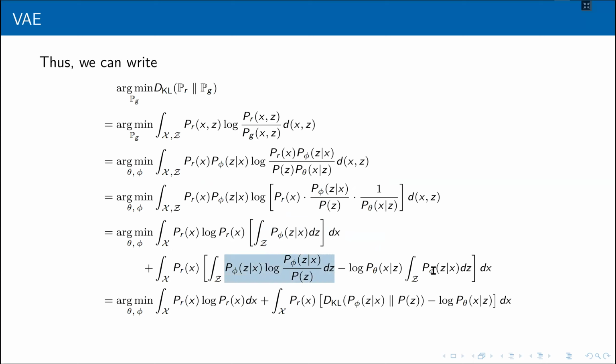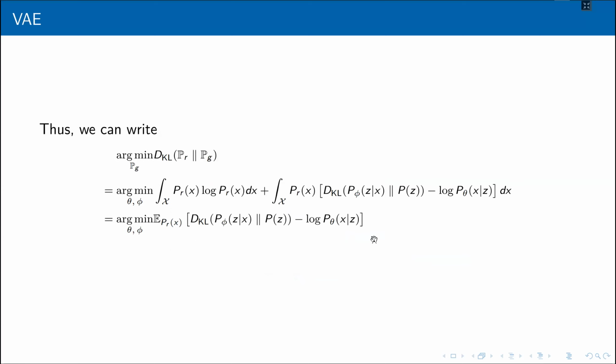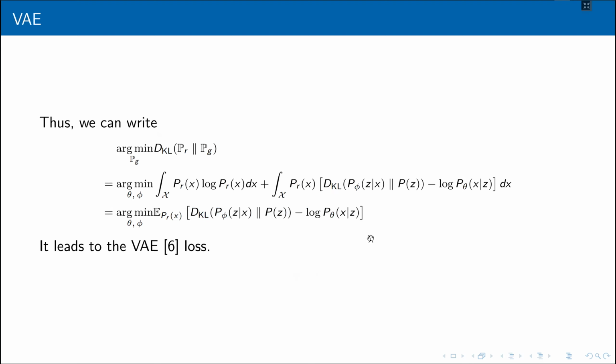This is KL divergence, this is the decoder, and this has nothing to do with P_G. And we get this loss. Actually, it's exactly the VAE loss. We usually do not get the VAE loss in this way. We usually try to maximize the log likelihood under the variational posterior distribution. This is what the original VAE paper said. But we can get exactly the same loss using the KL divergence as the distance metric.